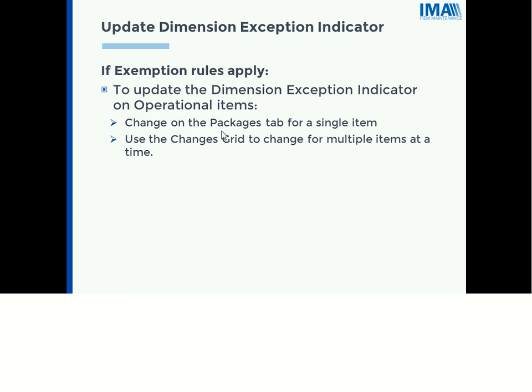Or if you have pillows that you're putting into a carton, they can be compressed. So that logic, again, would not make sense. So then you can set up the dimension exception indicator. So if exemption rules apply and you need to update the dimension exception indicator on operational items, you can change it on the Packages tab for a single item, or if you have multiple items that you want to change it for, you can always use the changes grid and save yourself some time.